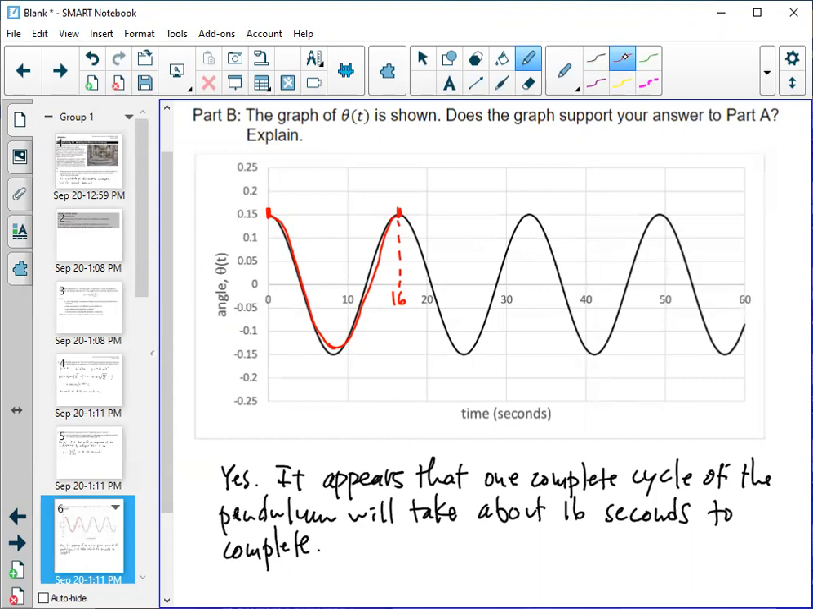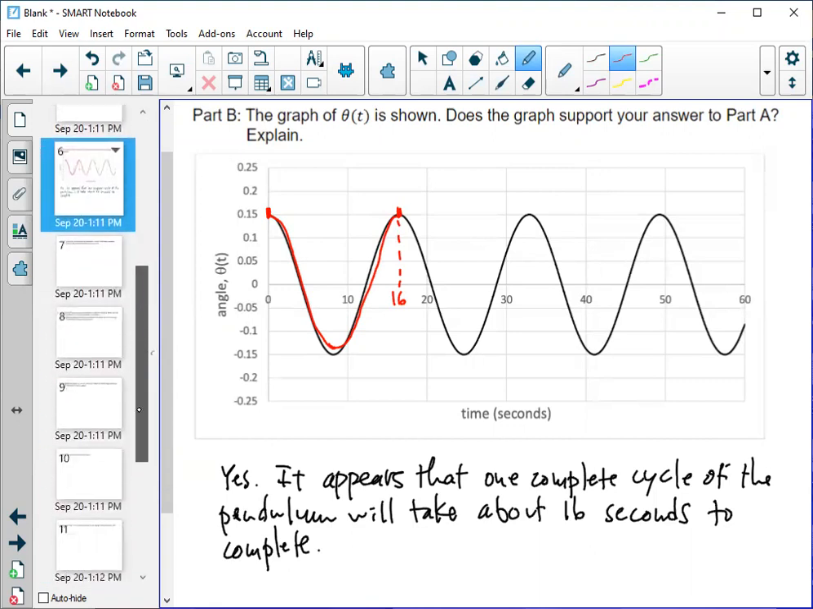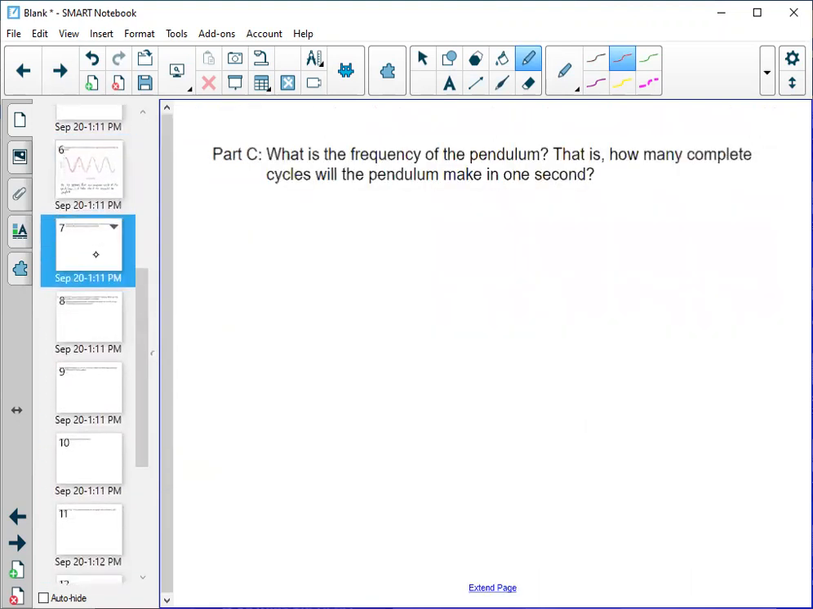So let's go on to part C. Let me scroll this down a little bit and see what's here. Part C, it says, what is the frequency of the pendulum? That is, how many complete cycles will the pendulum make in 1 second? Well, it's going to be 1 over 16.4, which is approximately 0.061 hertz.